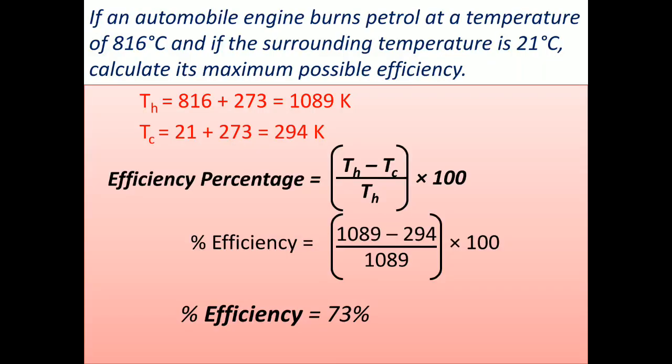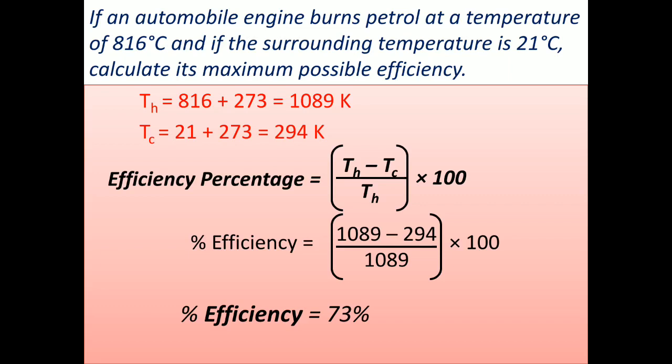Let me explain with one example. Suppose an automobile engine burns petrol at a temperature of 816 degrees Celsius, and the surrounding temperature is 21 degrees Celsius. What will be the maximum efficiency for this?